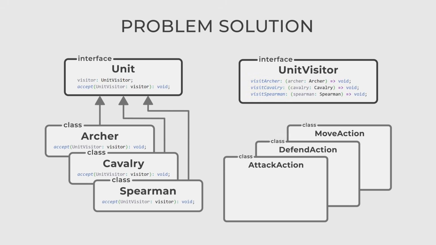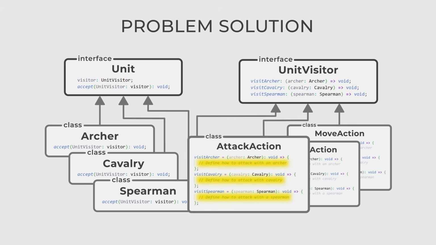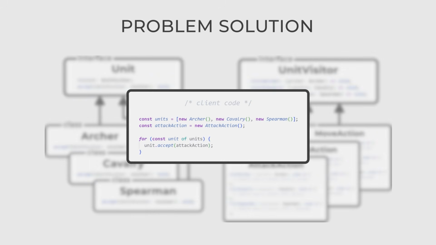We then create concrete visitors for different actions. For example, in an attack action visitor, we should define how particular units attack. Finally, you can use the following pattern in your game. Here, each unit type can accept different actions, for example, attack, without altering their classes.